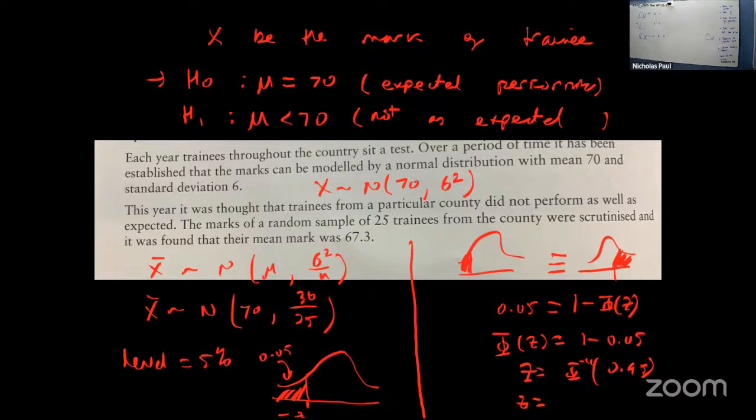How much? 36.42. You sure? Yeah, I know you made a mistake there. Check back. That should be 1 point something, 1.6 something. You should have gotten 1.645. Right, yeah, that's correct. But remember it's minus. Why is it minus again, Bradley? Why is it minus again?